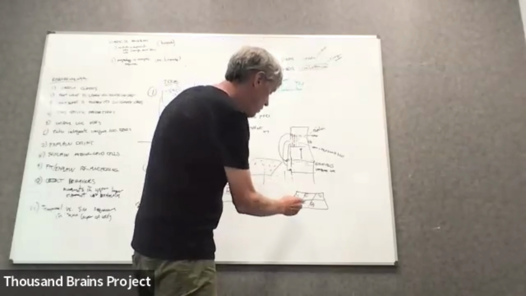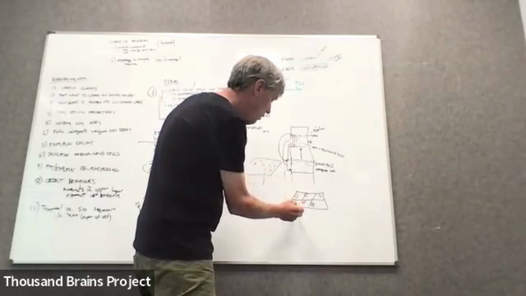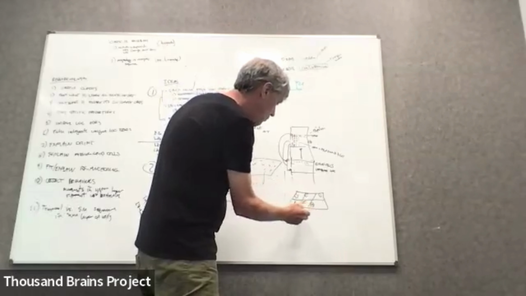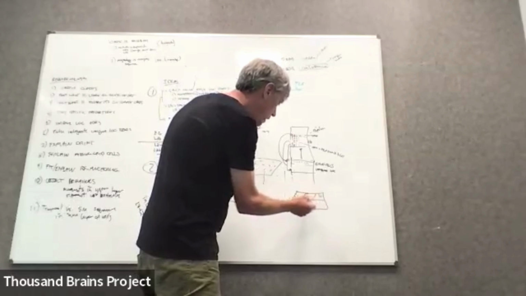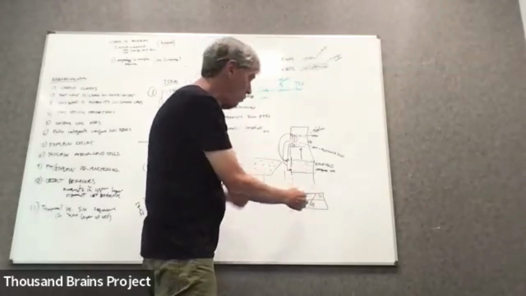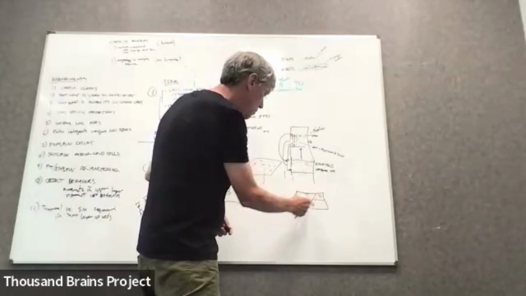Then I imagined there was another cell underneath each of these, an active cell below it. And that was more sparse.